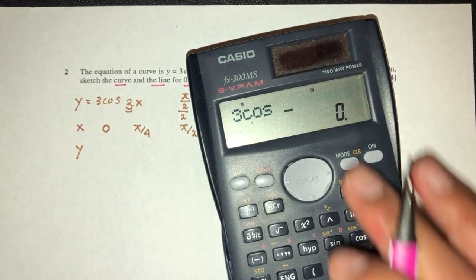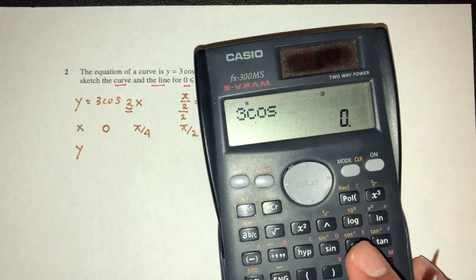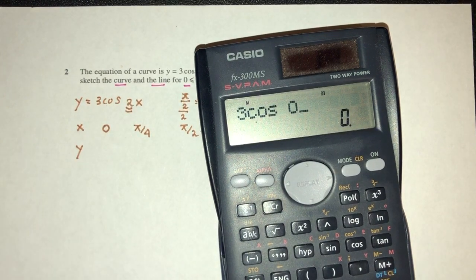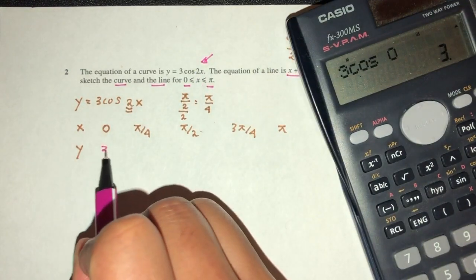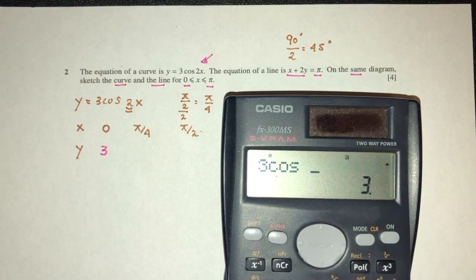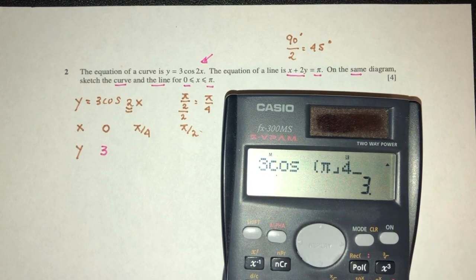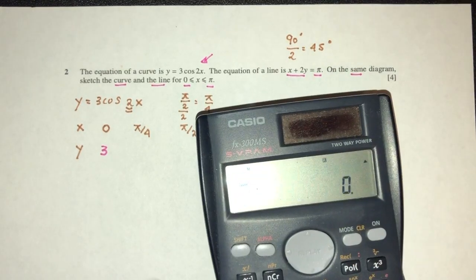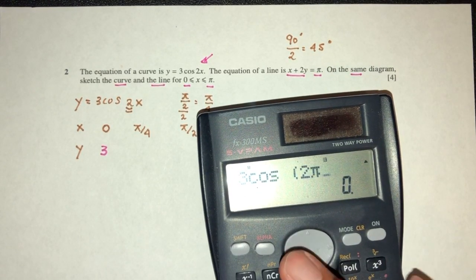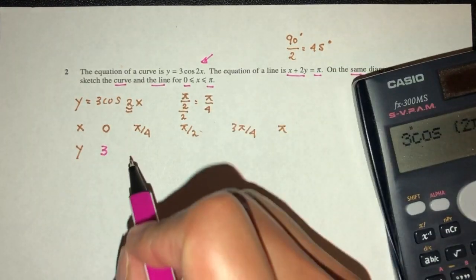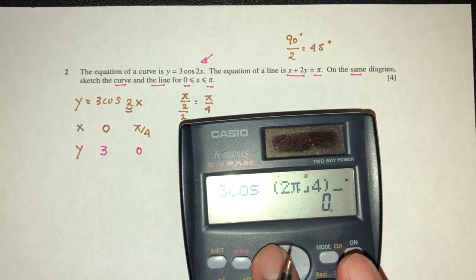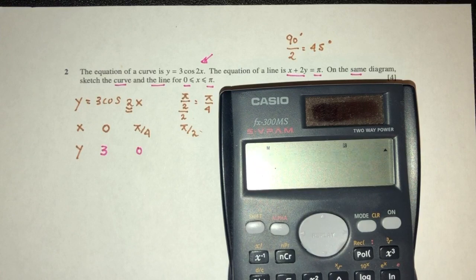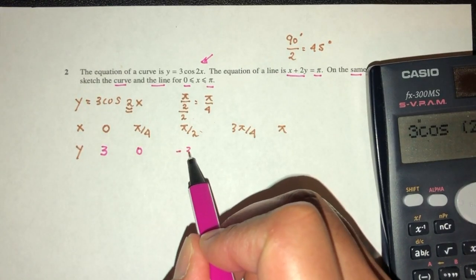So 3 cos, here we have to use radians. Here we have 2 times 0, that should be 0, that will be 3. And here we have pi over 4. So again, we have to use 2, I forgot 2, so 3 cos, 2 times pi over 4, that should be 0. Here we have pi over 2, that should be minus 3.